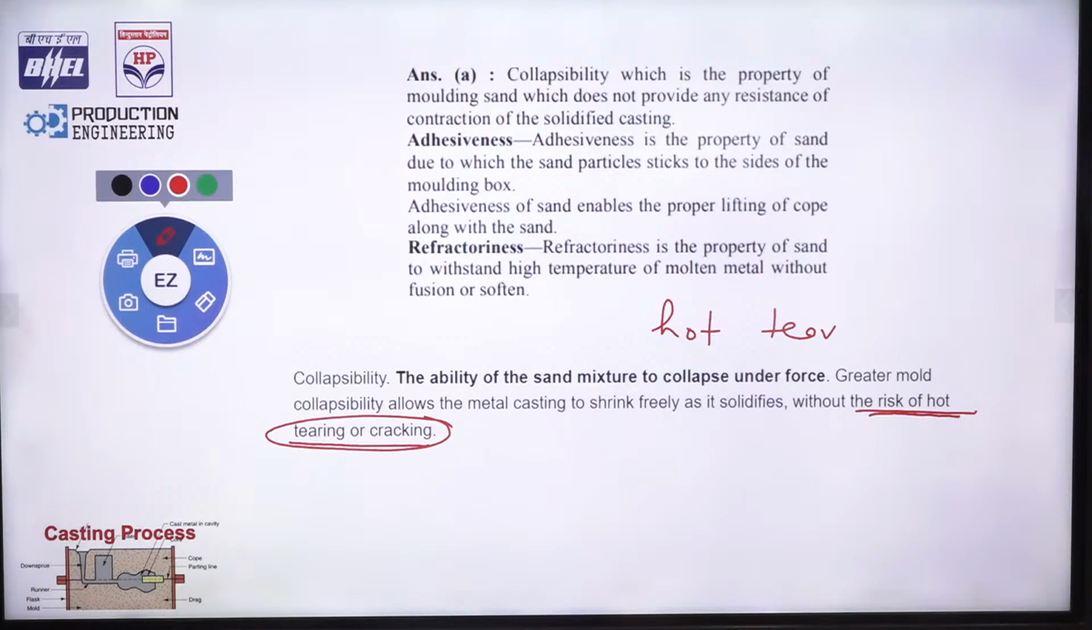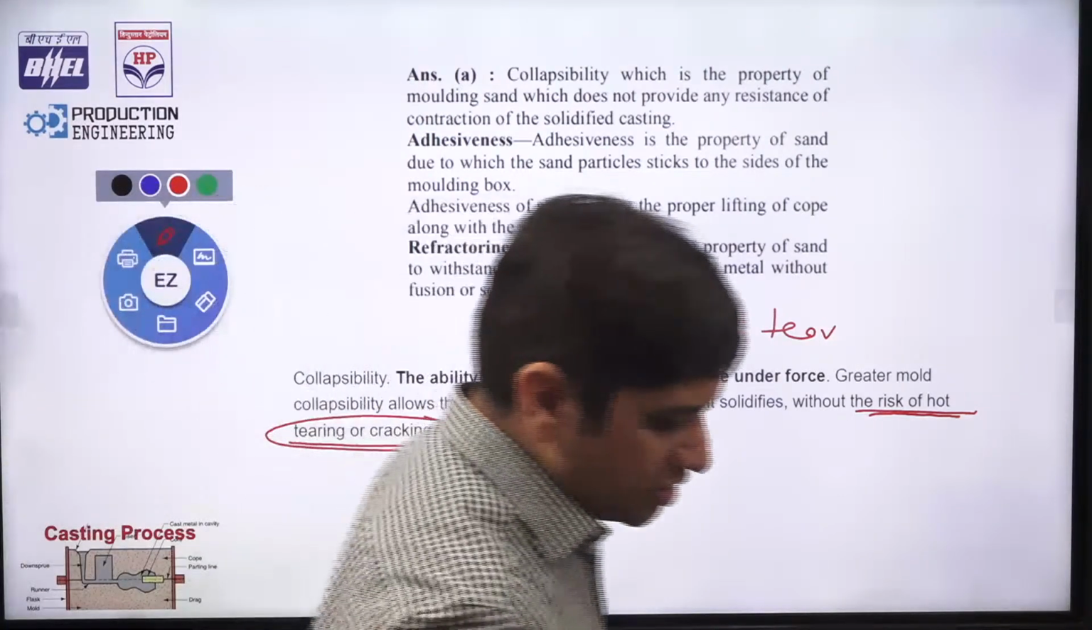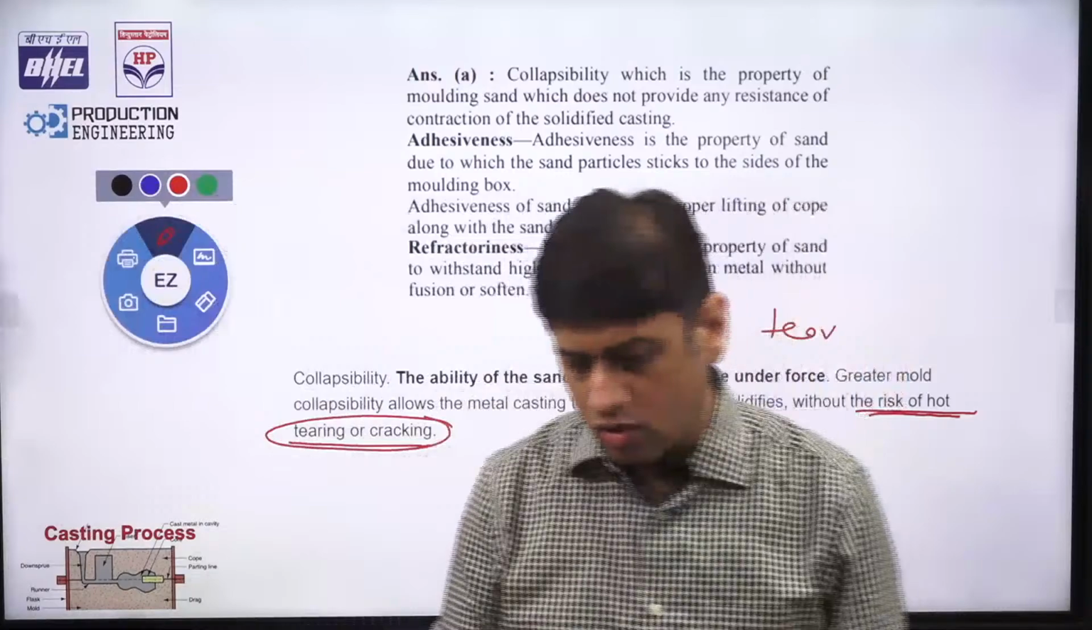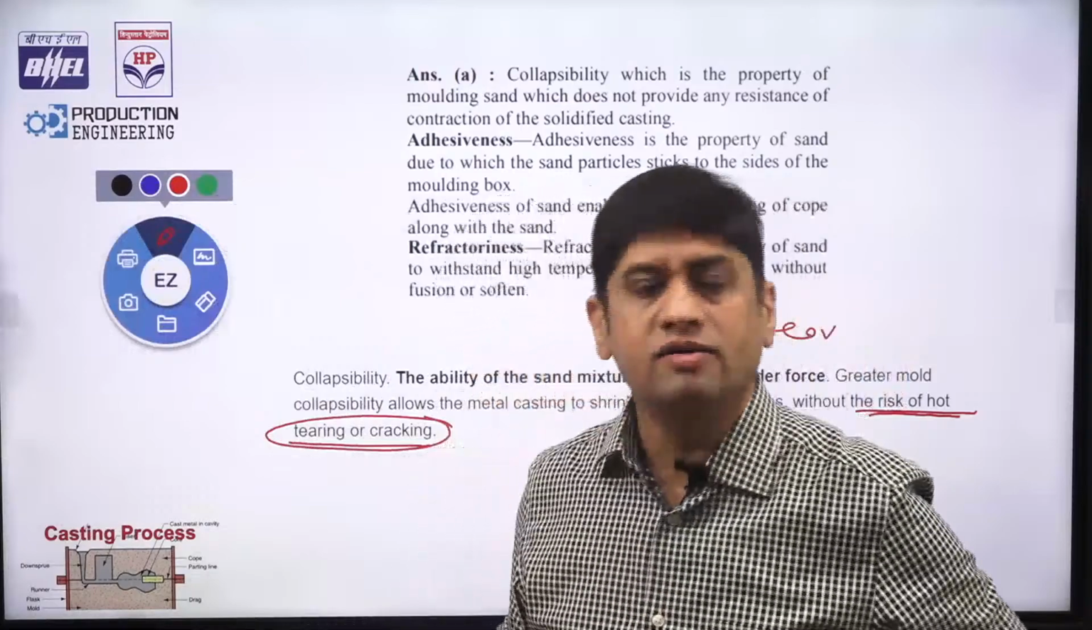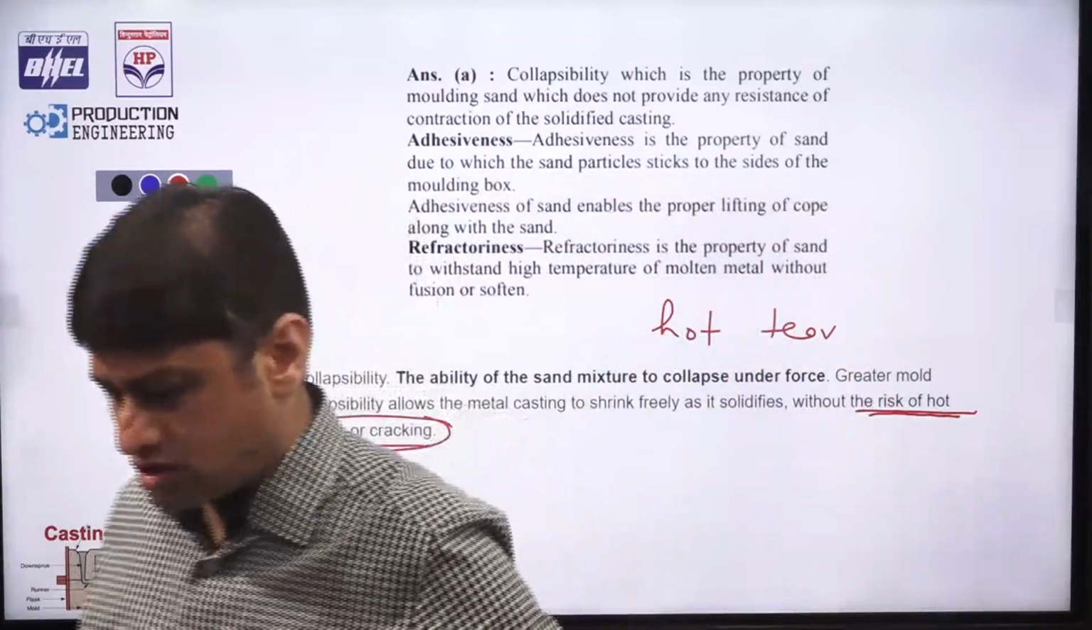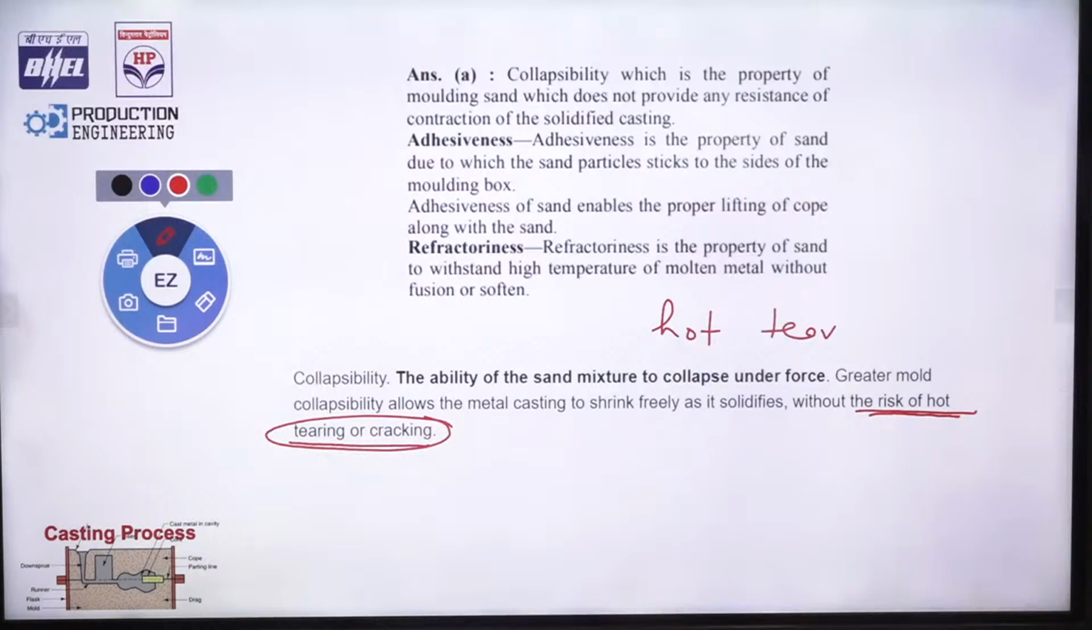That is the meaning of it. So there are certain defects of casting which are related to poor properties of the sand mold. Sand has some properties. Permeability is also one of the properties, we will discuss that also. Refractoriness is also a property. Collapsibility is also one of the properties of the sand.